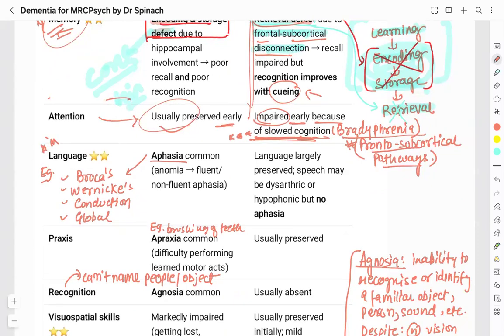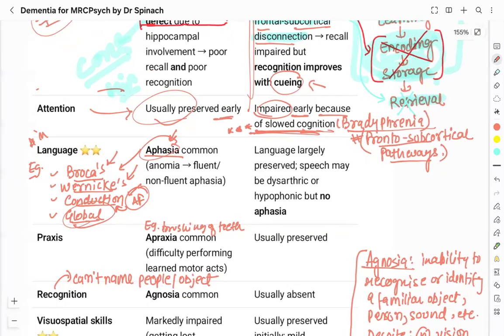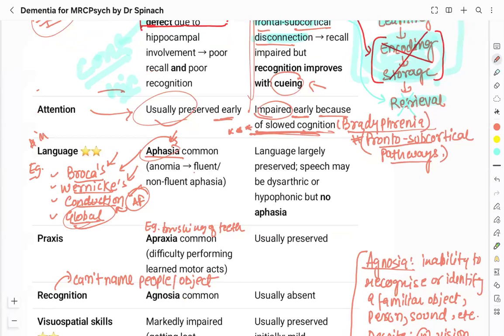There is a difference in the language that is lost. Here, aphasia is common. We have already discussed this. Aphasia could be Broca's, Wernicke's, conduction, or global, depending upon the location of the problem, such as where Broca's area is located, or where the arcuate fasciculus is located for Wernicke's and conduction. So aphasia will depend upon the location, and it could be fluent or non-fluent depending upon these things.